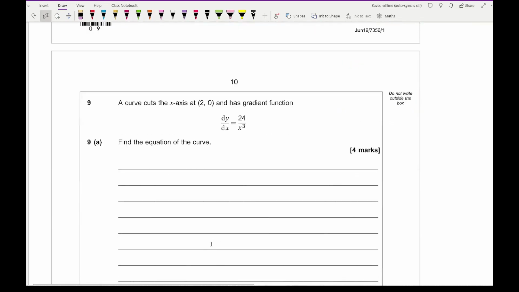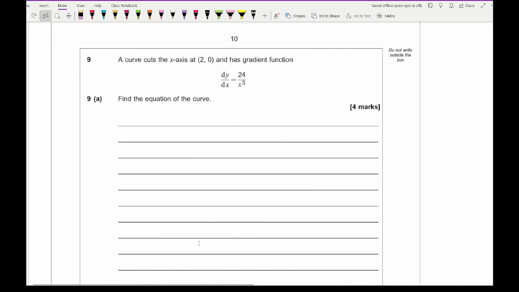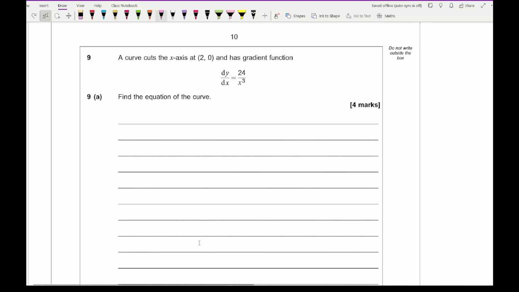Then moving on to question 9, it says that a curve cuts the x-axis at 2, 0 and has a gradient function of dy dx equals 24 over x cubed. Find the equation of the curve. So for this, first thing I'm going to do is I want to rewrite this equation using indices. So what I've got is dy over dx is going to equal 24x to the power of minus 3.